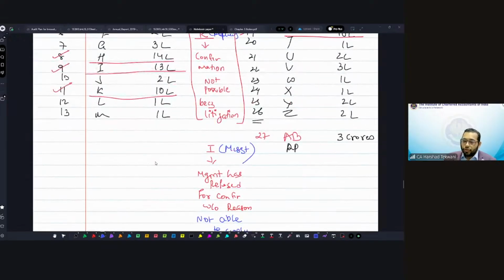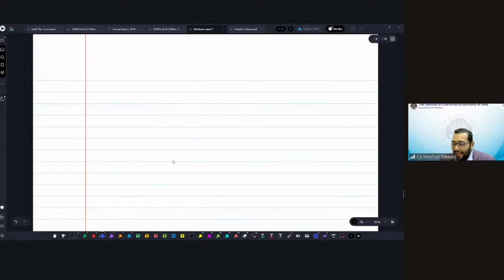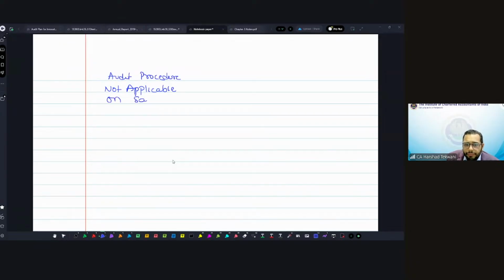Are you getting the point? So if I conclude that audit procedures are not applicable on the sample, I'm talking about in respect of the audit procedures, that would result in replacement.